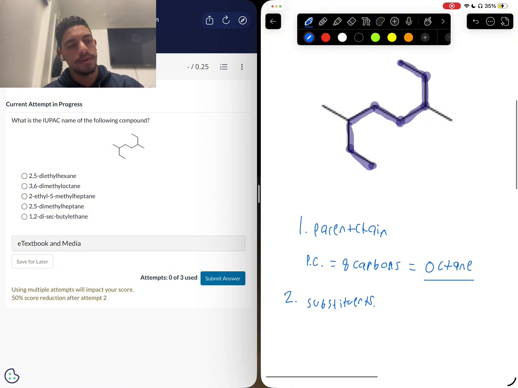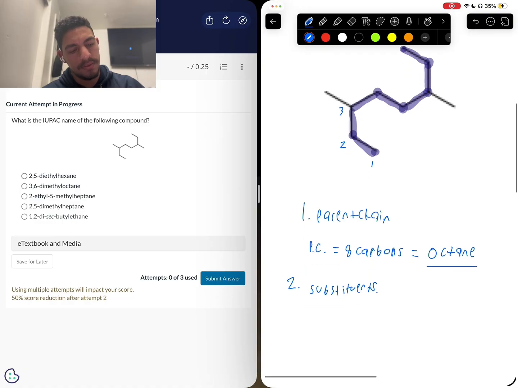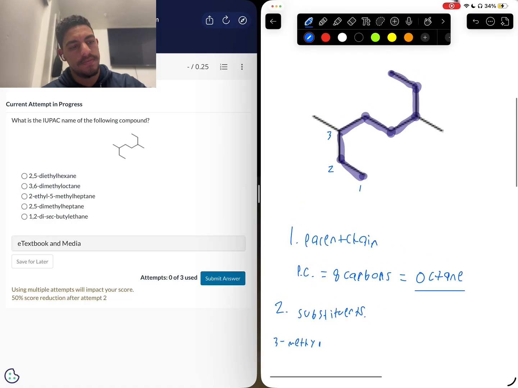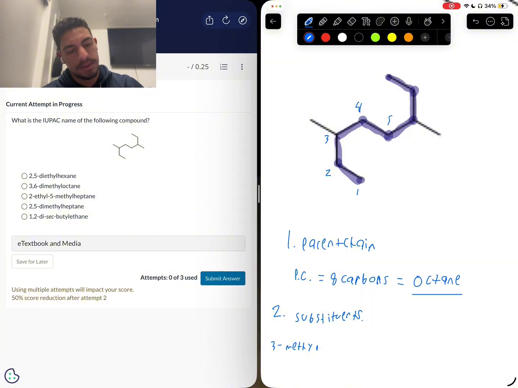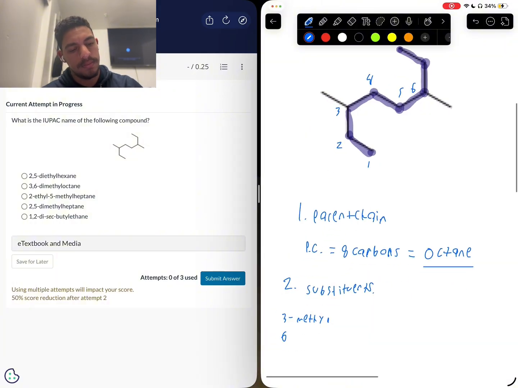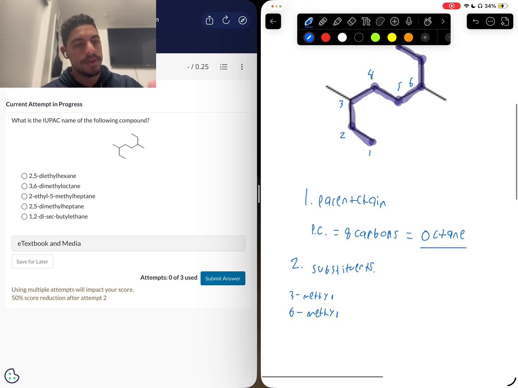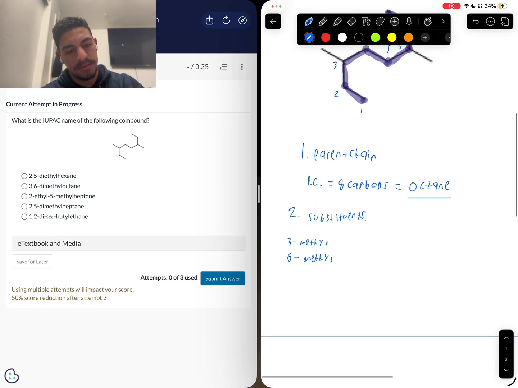So 1, 2, 3. So you have 3 methyl, okay, 4, 5, 6, 6 methyl. Okay, so now that you've identified all the substituents in this group, then you can put it together. So let's do that.